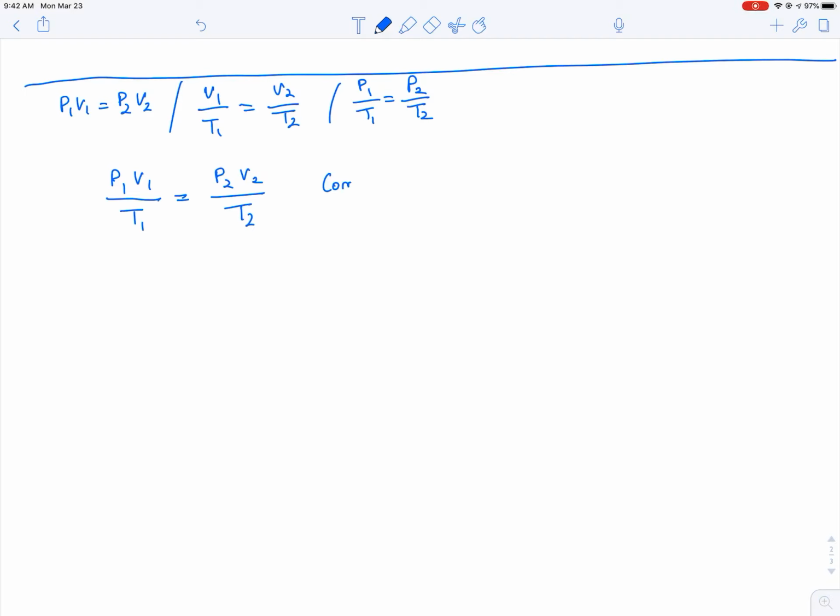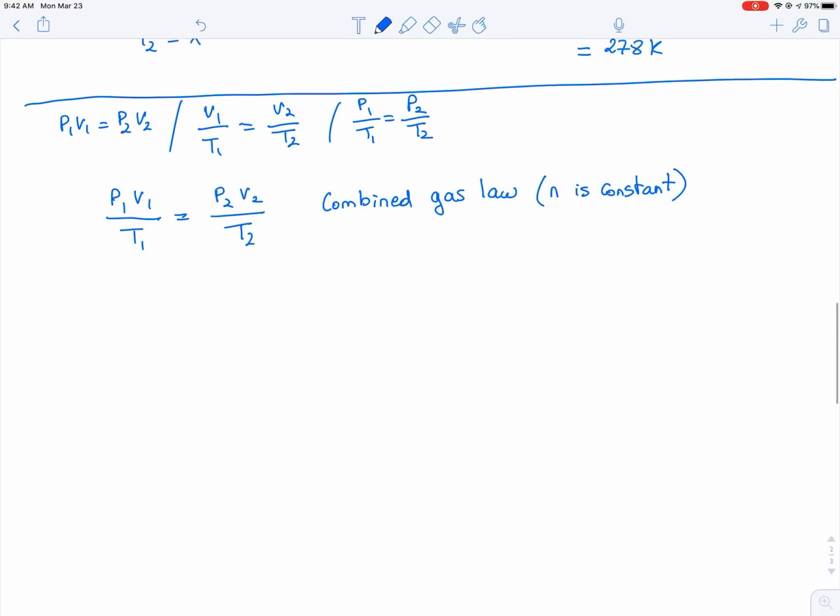We call this the combined gas law. And you see here that we have only 3 out of the 4 parameters that are going to be changing. So in this case, N, the number of moles, is still constant. Okay, so we're not changing the number of moles here, but we can increase the pressure and see how the volume and temperature are going to react. I mean, it's complex. So I can give you an example of that.